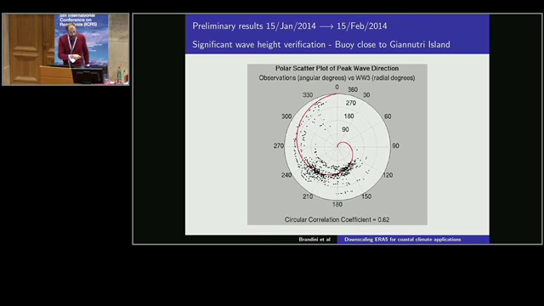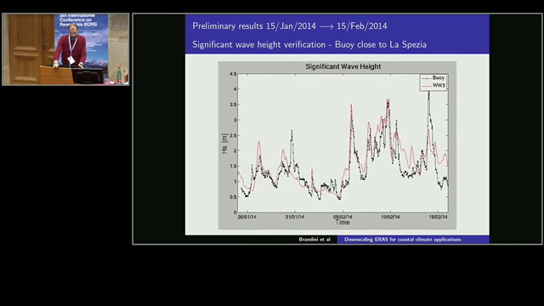For the polar scatter plot, which is for the direction of the wave, I can show here the circular correlation coefficient, which is about 0.6. Then for the second buoy, this is again the time series.